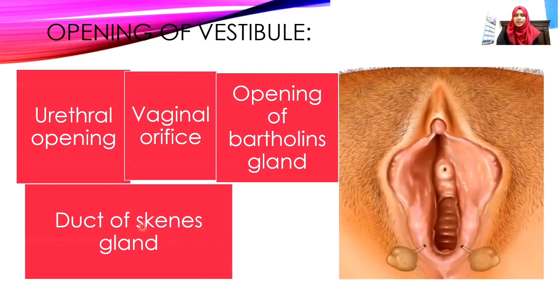What is the next one? The duct of Skinner's gland. We cannot see it here. It is seen in the periurethral space, here and here. So these are the four openings of the vestibule: the urethral opening, vaginal opening, opening of Bartholin's gland, and the opening of the duct of Skinner's gland. So we have dealt with the external genital organs and the openings of the vestibule.